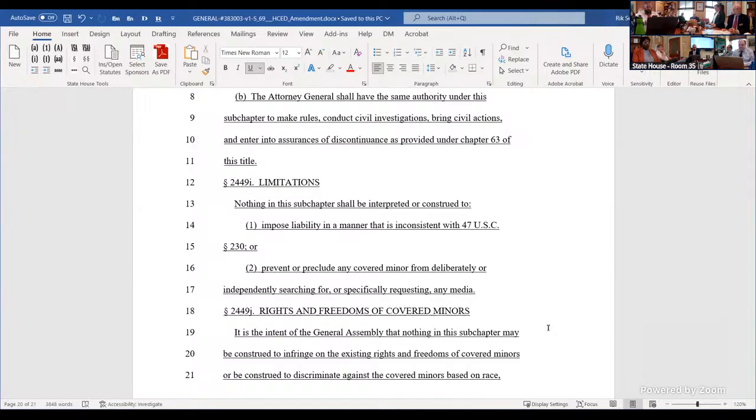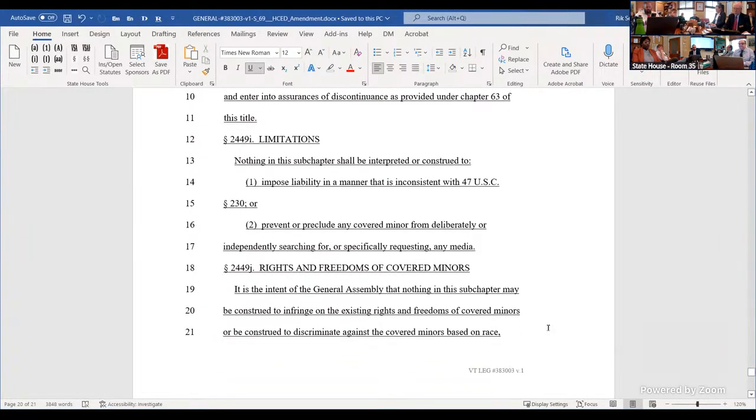I don't think it hurts to have this, but it's also probably not necessary. Two, prevent or preclude any covered minor from deliberately or independently searching for or specifically requesting any media. Again, this is meant to ward off any First Amendment issues that say minors have the right to access media that they want to watch.